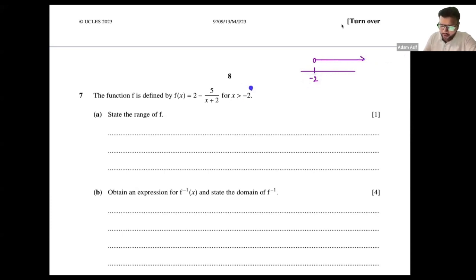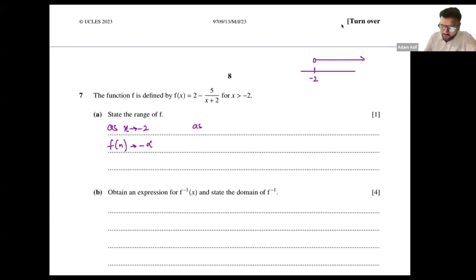Okay. Now at -2, as your x value approaches -2, what happens to f of x? When this value of x approaches -2, the denominator will approach a value of 0. 5 divided by a very small value will lead this fraction to be infinitely large. And 2 minus an infinitely large value will give you minus infinity. So f of x approaches a negatively infinitely large value.